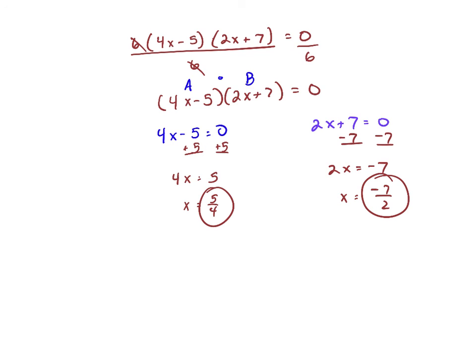That's all there is to today's stuff. I'm going to give them to you in factored form. Set each factor equal to 0. Solve those little linear equations, and you will have your 2 solutions.